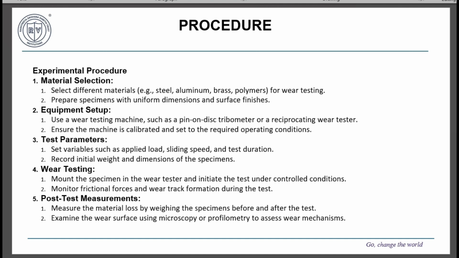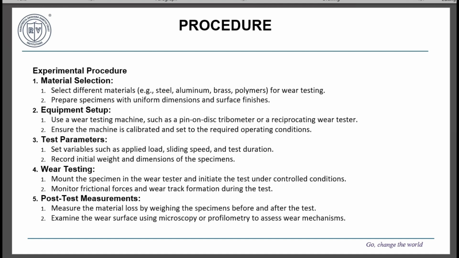This is the experimental procedure. First step is to select the material, in this case different materials: steel, aluminium, brass for wear testing. Prepare the specimens with uniform dimensions and surface finishes. Second is equipment setup using wear test machines such as pin on disc tribometer or reciprocating wear testing machine. In this case, we have used pin on disc tribometer, which is available in RV College of Engineering.